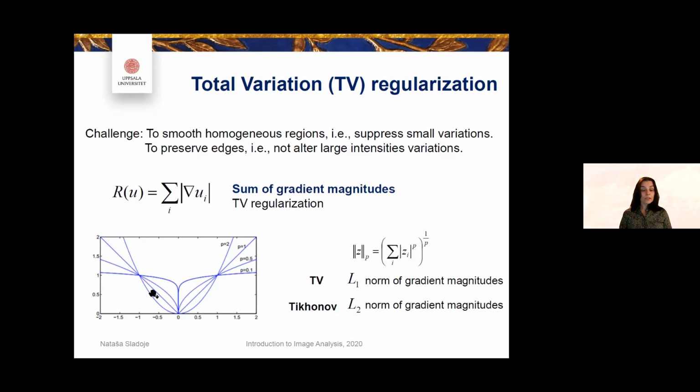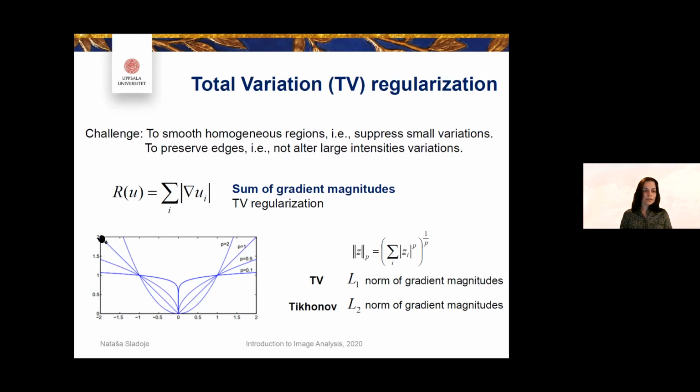So if we look at how these different norm functions with different values of p look when plotted in 1D for simplicity, then we see that this is what corresponds to L2 and would correspond to Tikhonov regularization.